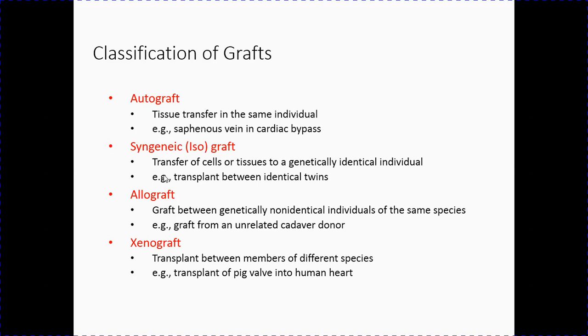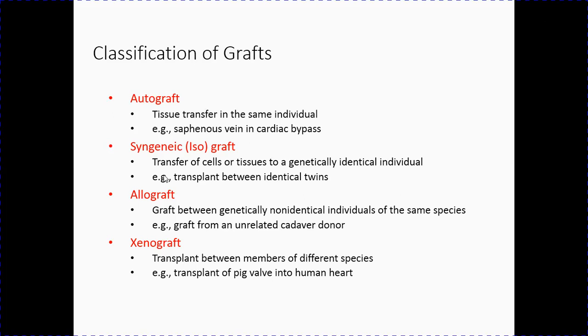Grafts between non-identical individuals of the same species is termed an allograft. So that's just human to human. Maybe we get it from a cadaver. Maybe we get it from a stranger. We get it from an organ bank. We get it from wherever. Maybe it's a piece of a kidney, a piece of a liver from a relative or something. Non-identical though, genetically not identical. This is the most common kind of transplant that we have, allografts, human to human.